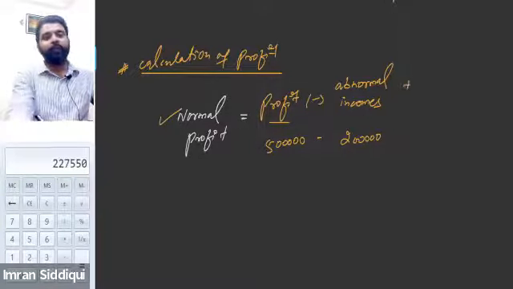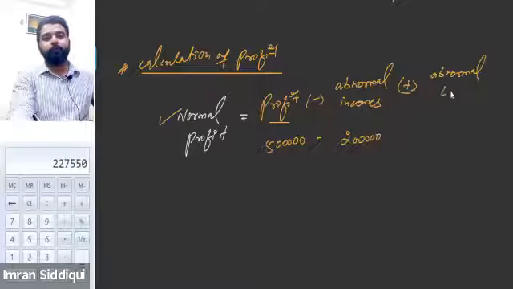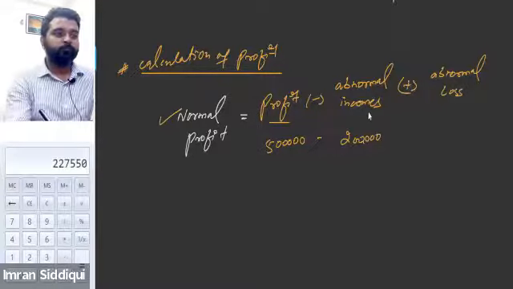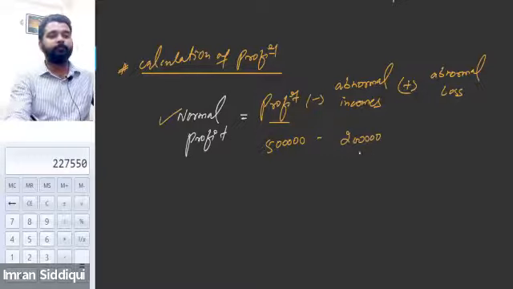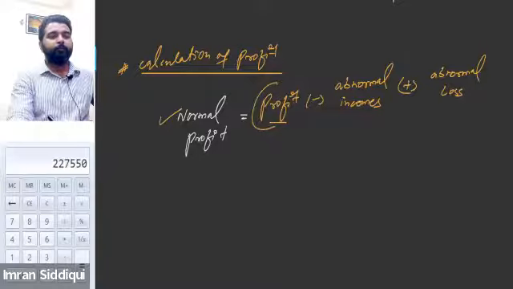Also, we need to add the abnormal expenses, the abnormal loss. So this is the formula for the normal profit: amount of profit, subtracting abnormal incomes, adding abnormal losses. This is the formula for finding out the normal profit of a business.